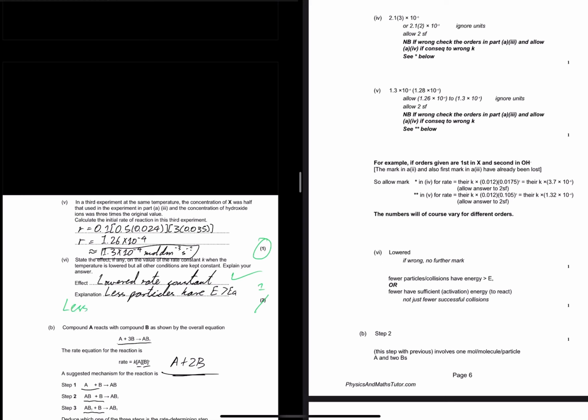Less particles have energy greater than the activation energy. Sorry, I know that's probably not clear to see. I meant to say less particles have energy greater than the activation energy. That's terrible handwriting.